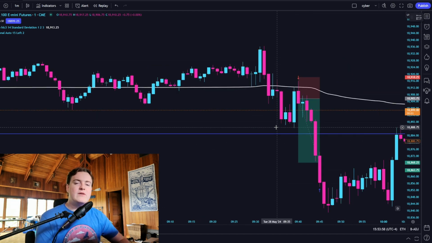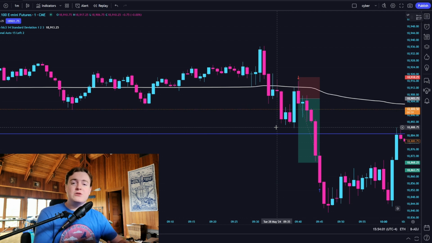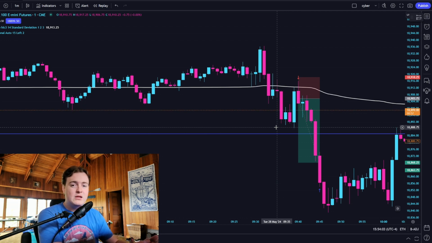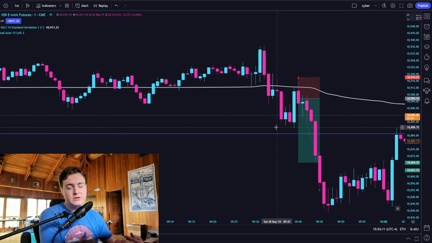The VWAP is kind of like an anchor that I use to know whenever it's time to get long or get short. I wouldn't say trading off of these bounces is the best way to trade, but it's definitely something that you guys should see, and is a pattern that I notice in my trading.